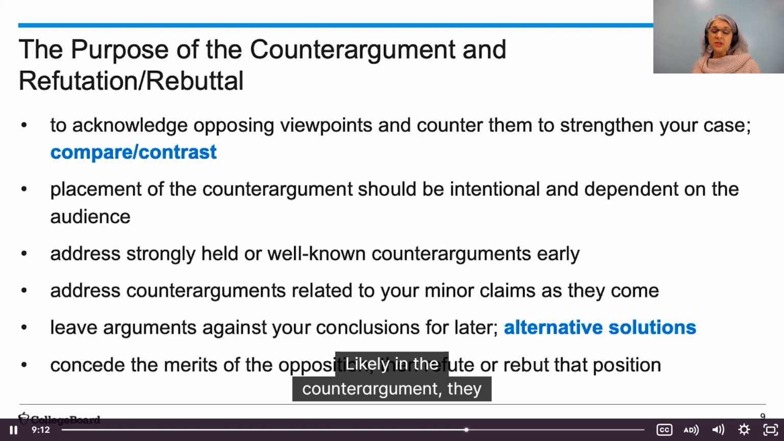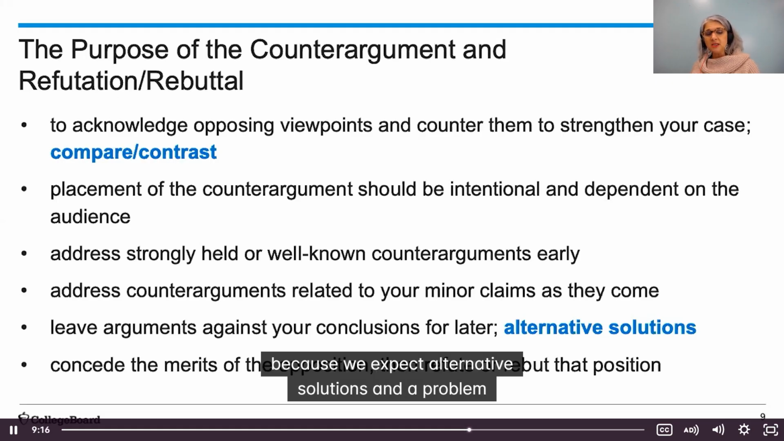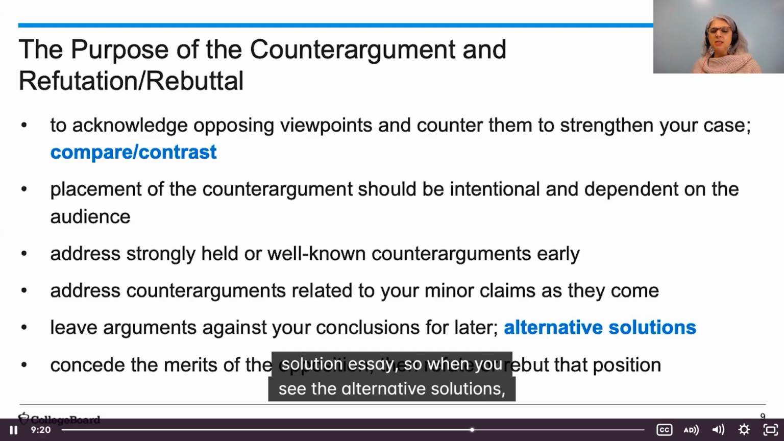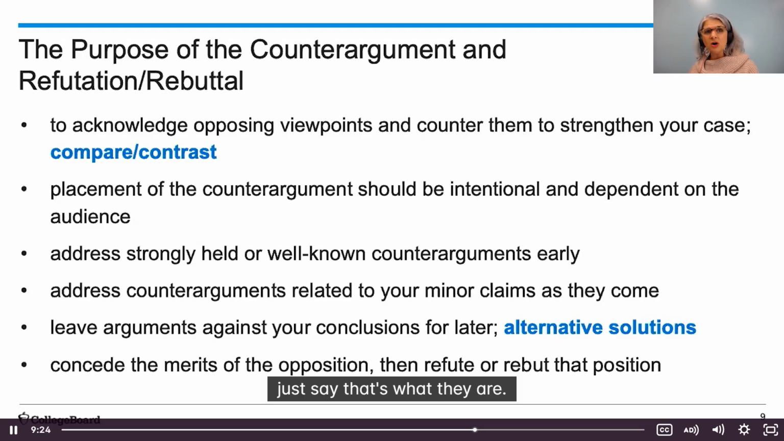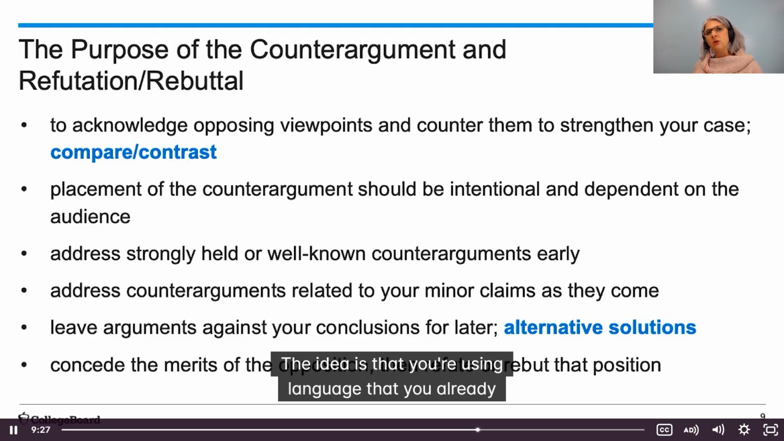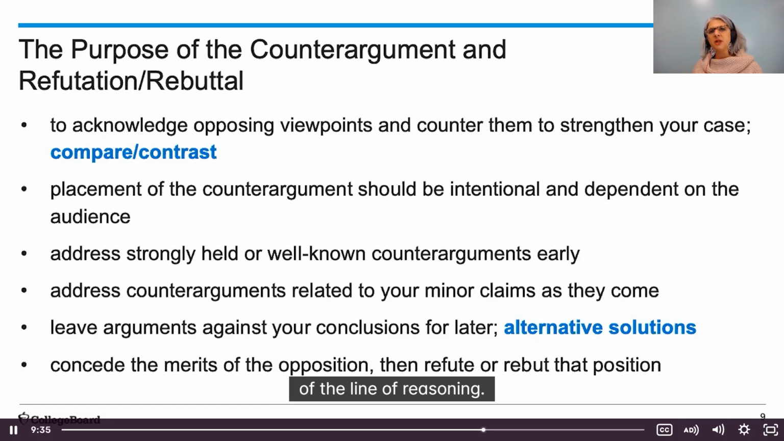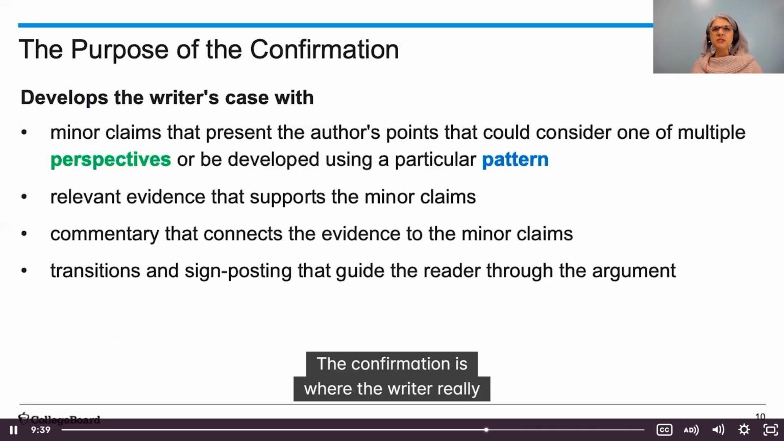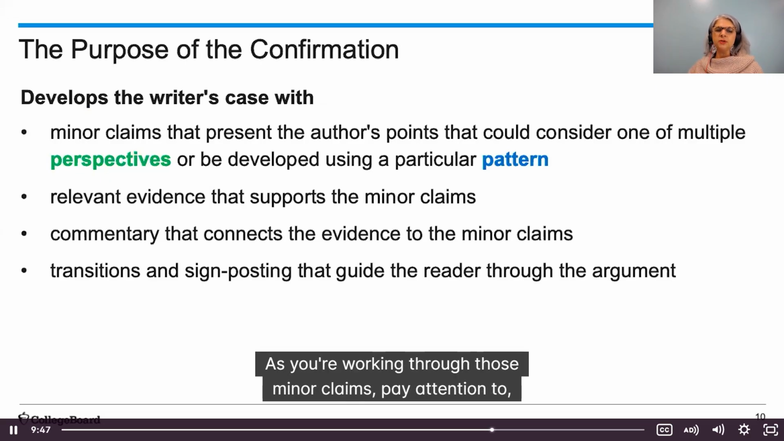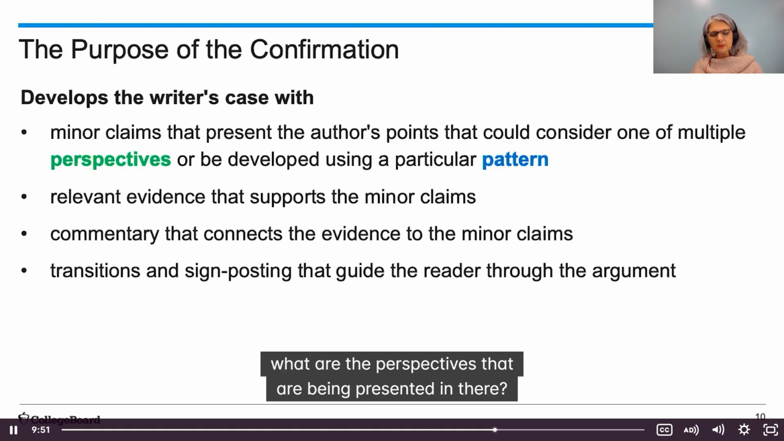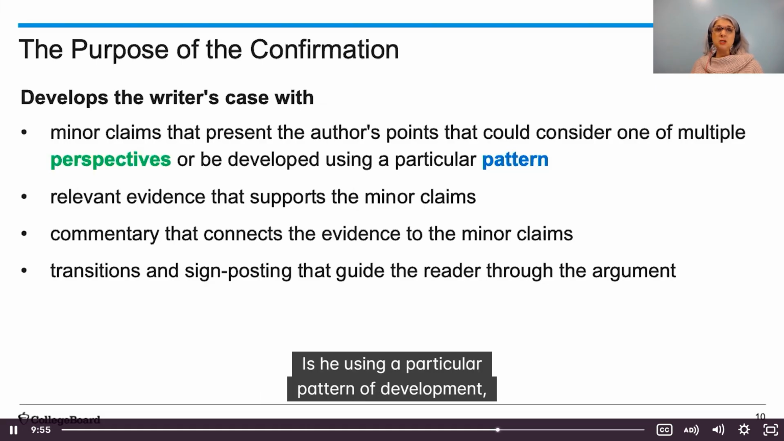Likely, in the counter argument, they might even mention some alternative solutions, because we expect alternative solutions in a problem solution essay. So when you see the alternative solutions, just say that's what they are. The idea is that you're using language that you already have to help make the connections between the minor claims more clear in your analysis of the line of reasoning. The confirmation is where the writer really develops the case, and there are going to be a lot of minor claims in there. As you're working through those minor claims, pay attention to what perspectives are being presented. Is the author using a particular pattern of development, a particular way of developing the argument in that minor claim? And as you work your way through, just point them out.